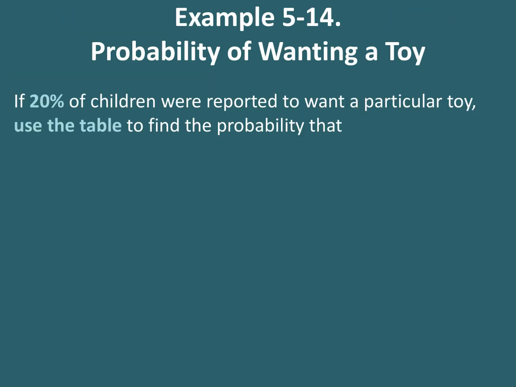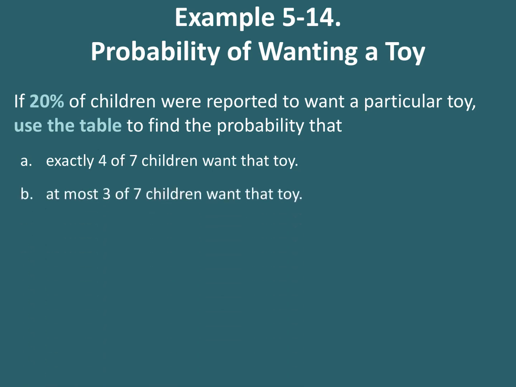If 20% of children were reported to want a particular toy, use the table to find the probability that exactly 4 out of the 7 children want that toy, at most 3 of the 7 children want that toy, and at least 4 of the 7 children want that toy. It is very important to note the difference between the words exact, at most, and at least.